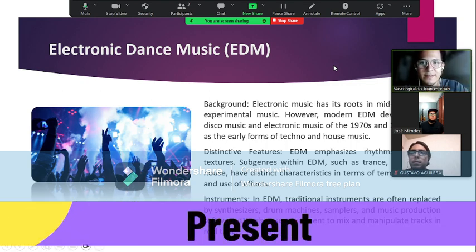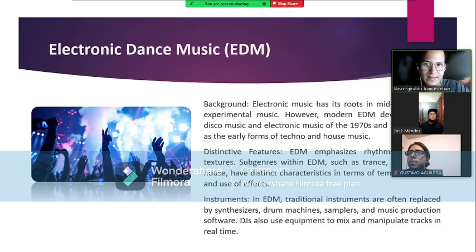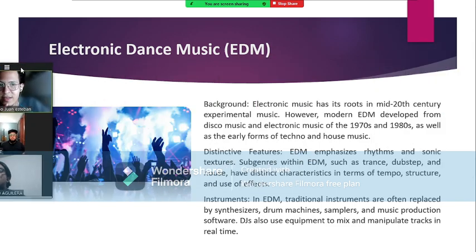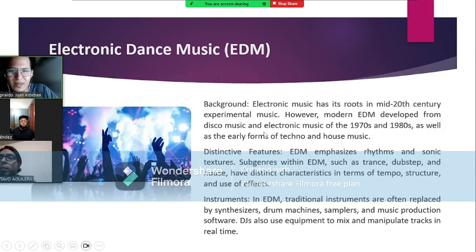Now, electronic dance music (EDM). It is similar to the disco genre. Electronic music has its roots in mid-20th century experimental music. However, modern EDM developed from disco music and electronic music of the 1970s and 1980s, as well as the early forms of techno and house music.